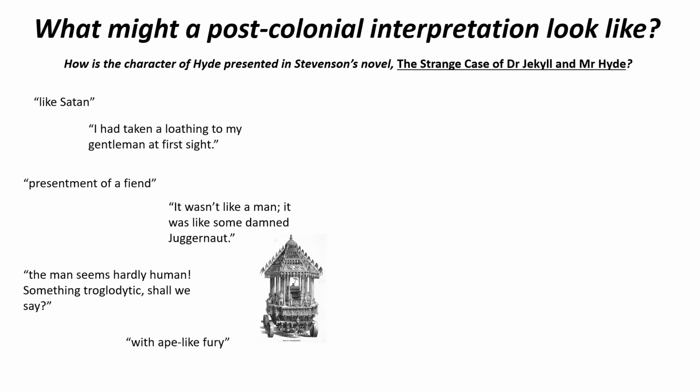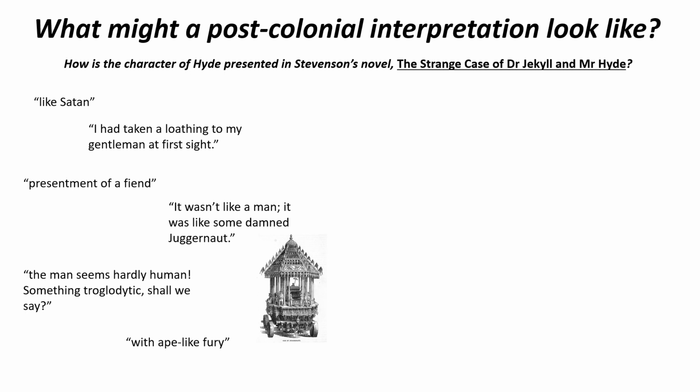Let's have a look now at what a post-colonial interpretation might actually look like. So I've chosen the example of Hyde from Stevenson's novel The Strange Case of Dr. Jekyll and Mr. Hyde. I've chosen this because lots of you will probably have read this novel, maybe studied it for GCSE, seen TV programmes based on the novel and so on. If you haven't read it, Jekyll and Hyde is an incredibly intriguing novel. It's absolutely brilliant.